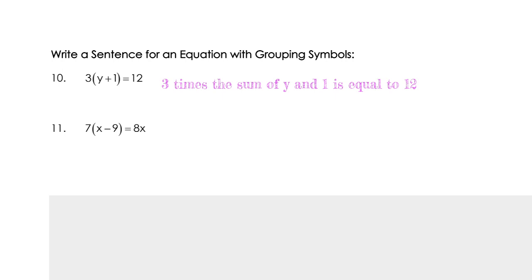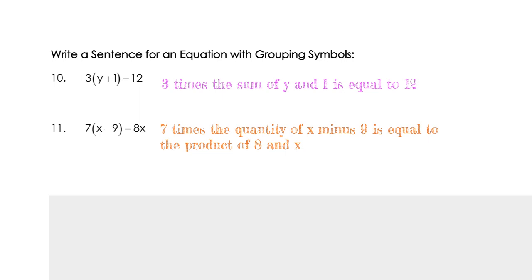Then on 11, we have 7 on the outside here, so I'm going to go ahead and say 7 times. And then you could also say the difference of x and 9, but I'm going to go ahead and use quantity here. So 7 times the quantity of x minus 9. And then we're going to go ahead and say is equal to the product of 8 and x.